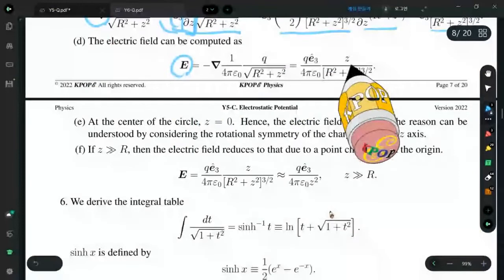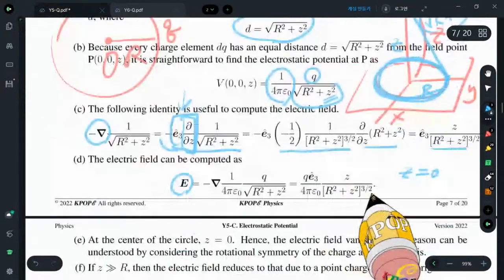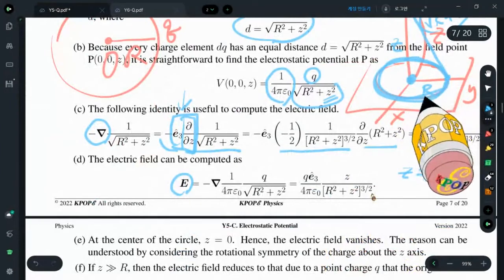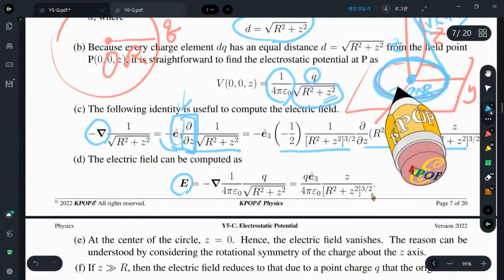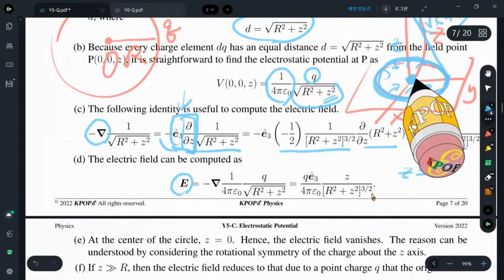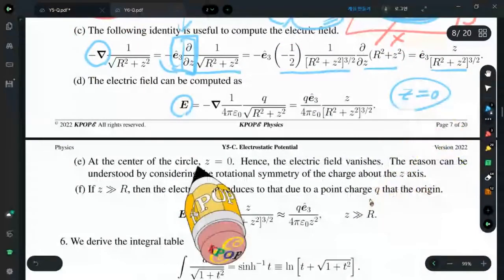We find that at Z equals 0, for example, this point becomes the origin, and at the origin the electric field due to every part is symmetric. So there is exact cancellation. At Z equals 0, there is no electric field.